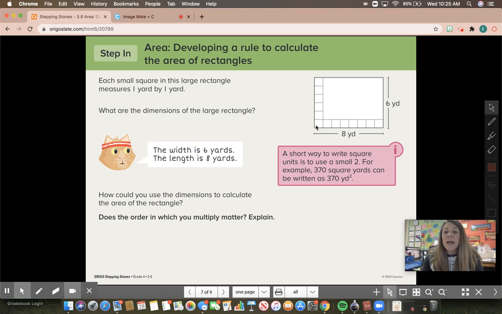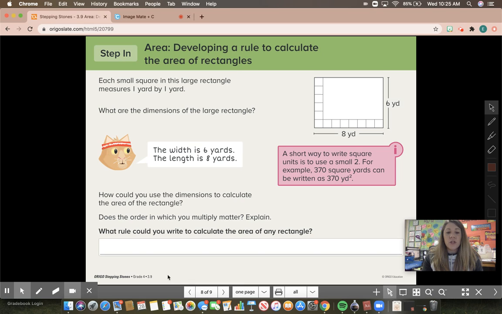We can do the length times the width, or we can do the width times the length. Because boys and girls, with multiplication, it doesn't matter which one you multiply first. Your array just might look a little bit different. So the rule would be length multiplied by the width. So in this case, we would do 8 times 6 to find our area. What is 8 times 6?